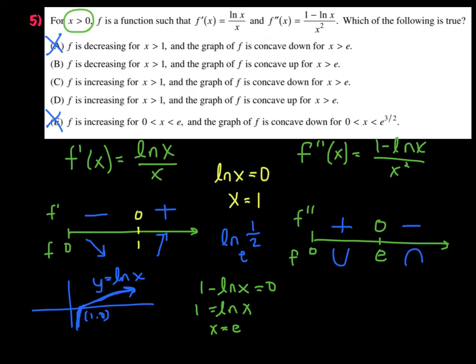Okay, so once we have this second derivative sign chart done, I can finish up this question. Taking a look at my choices, I determined that f was increasing for x. Oh, I should have crossed this one off as well. Sorry about that. f is increasing for x greater than 1.